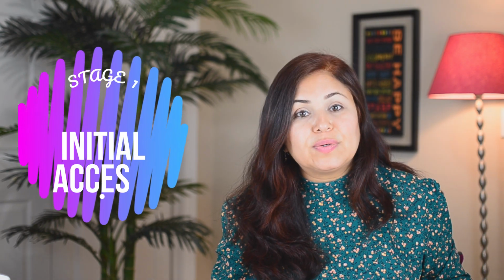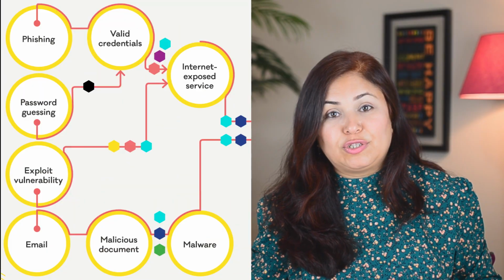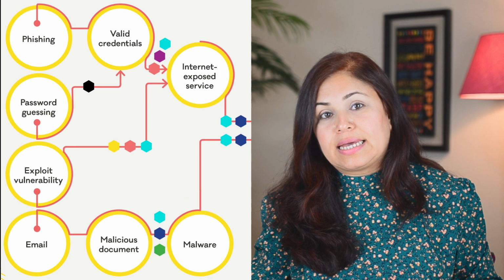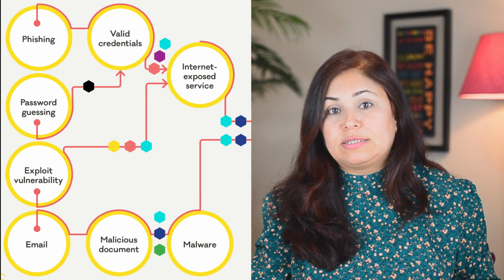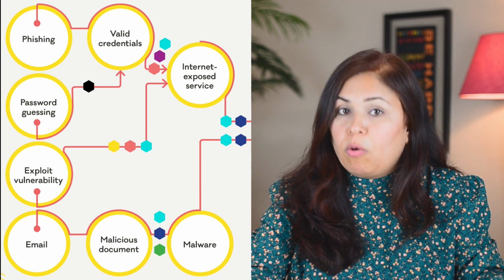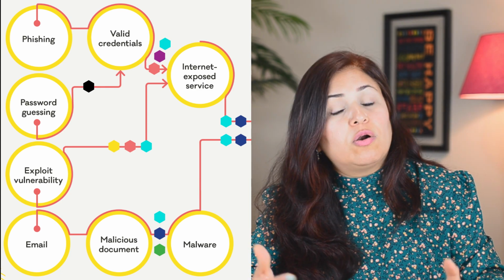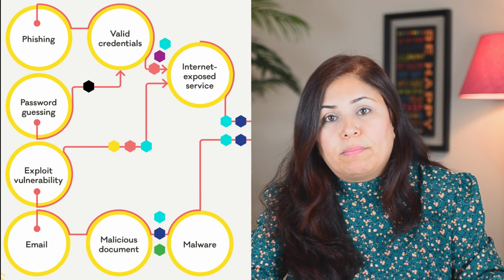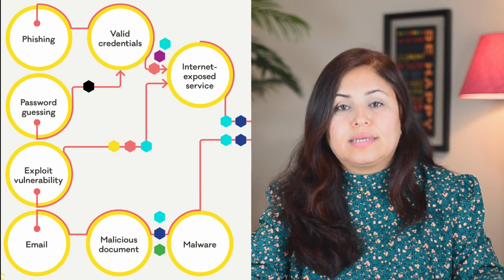Now let's focus on the first phase, consisting of initial access, in which an attacker is looking for ways to get into your network by potentially getting access to valid credentials through phishing or password guessing, or by exploiting an open vulnerability in your people, processes, or technology to get access to an internet exposed service, or by sending an email to your users with a malicious document or a malware attachment with the hope that the user may open the attachment, which can infect their system with this malware.